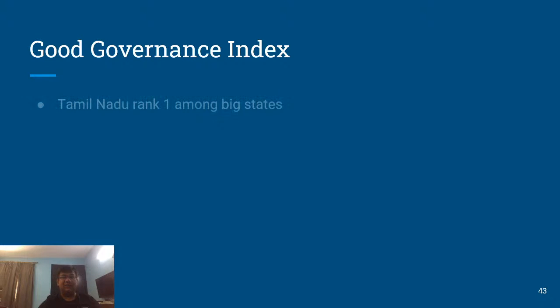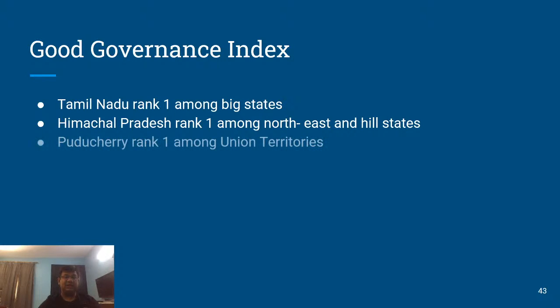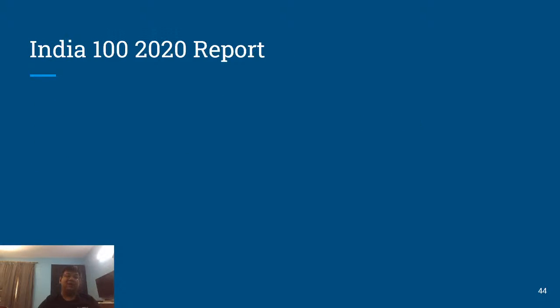So there's a good governance index. Tamil Nadu ranks 1 among the big states, while Himachal Pradesh ranks top among the northeast and hill states. So this obviously is much smaller states. While among the union territories, it is Puducherry which ranks 1. Here it is written northeast and hill states, but basically it means small and mid-sized states. Among big states, Tamil Nadu ranks 1. Puducherry is number 1 among the union territories in terms of how well they are governed.